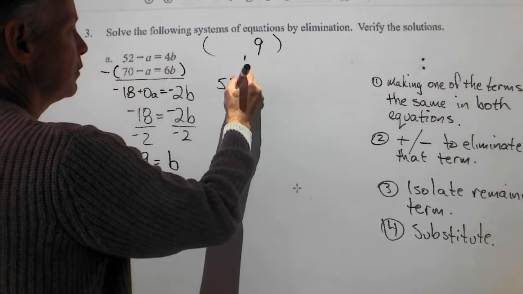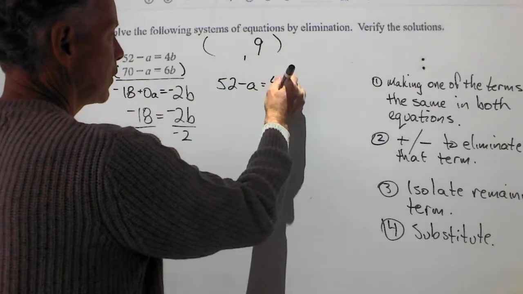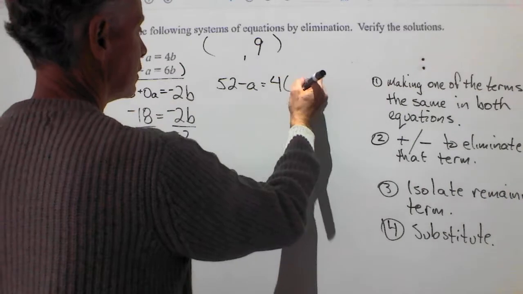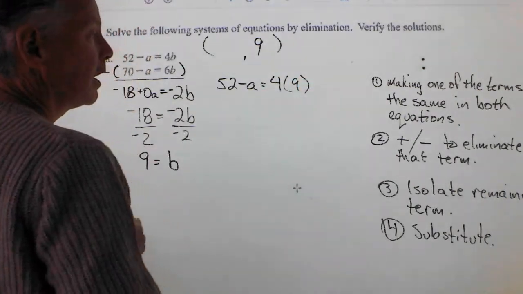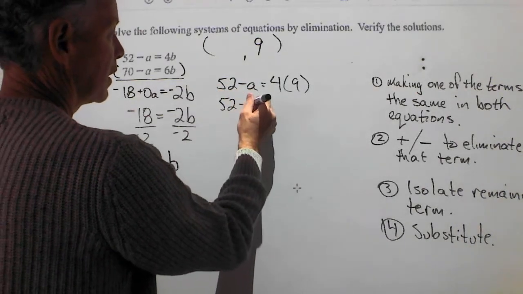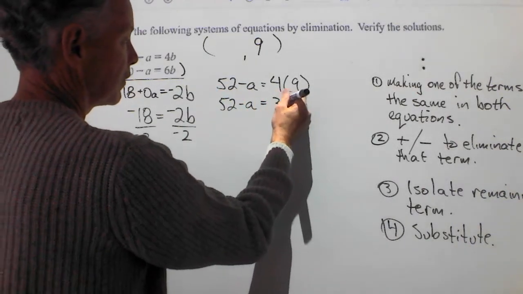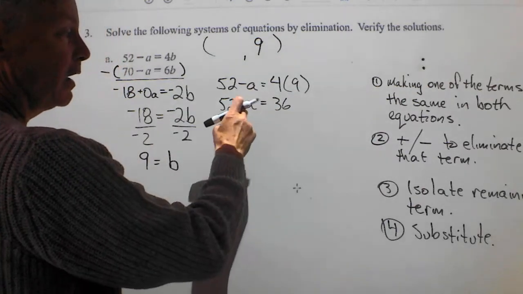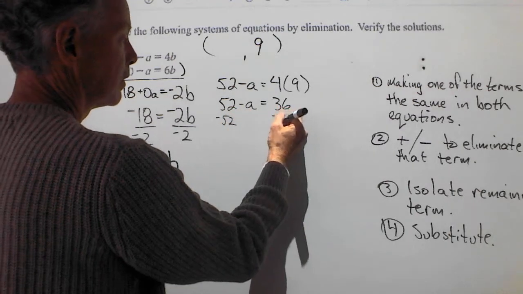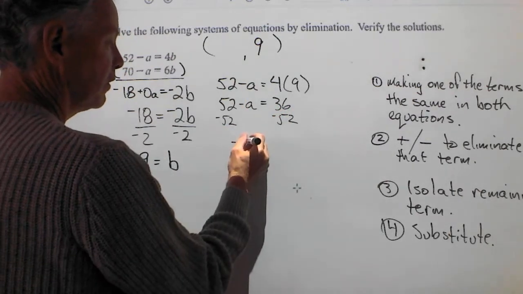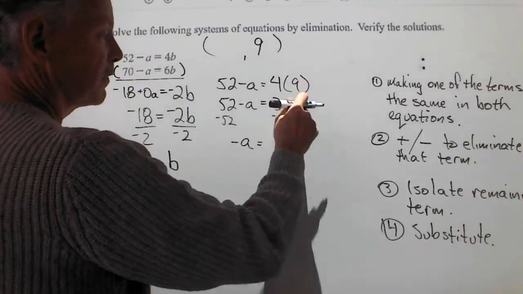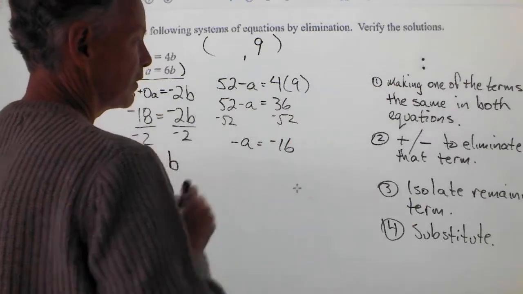So 52 minus a equals 4 times, I'm going to sub the value 9 where I see b, so it becomes 4 times 9. And then I'm going to simplify and isolate the variable. So 52 minus a equals 4 times 9 is 36. I want to isolate a, so I'm going to subtract 52 from both sides. 52 minus 52 will give me 0, leaving me with negative a on the left. 36 minus 52 will give me negative 16. Okay?